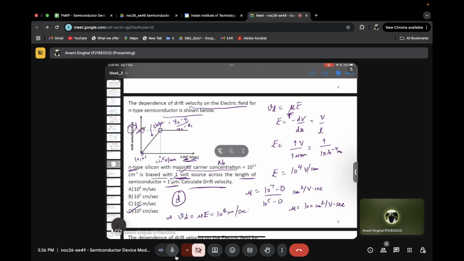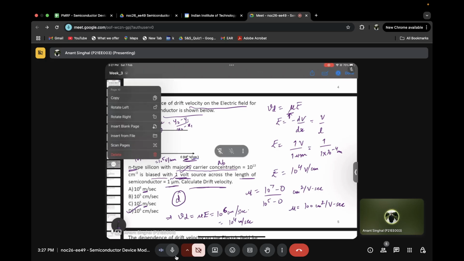So you need to be very careful about the units because meter is also given in the question. So 10 to the power 6 centimeter per second will be 10 to the power 4 meter per second. But since the answer is in centimeter itself, we do not need to worry about it for this particular problem. Is it clear to everyone?